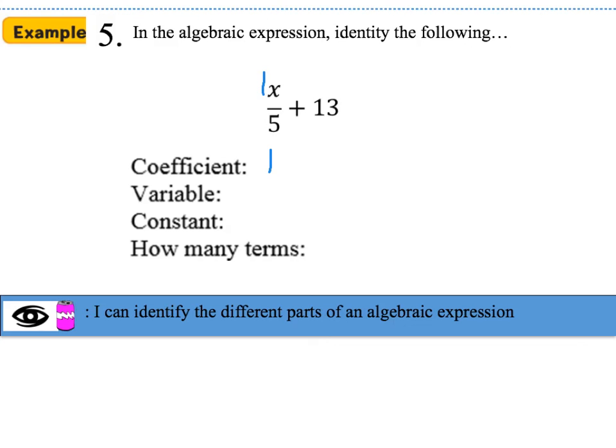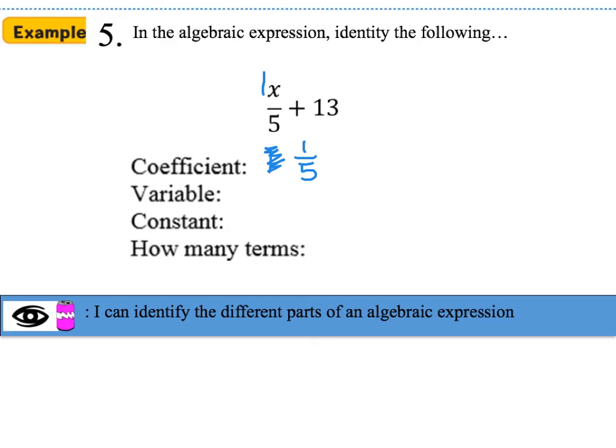Well, the difference is it's not 1 because it's being divided by 5. Now remember, this is a fraction, and you want to make sure you take into account the denominator because this is still part of a term. So the coefficient is not 1. The coefficient is going to be 1/5 because 1 is being divided by 5. The one that stands next to the x is being divided by 5. So the coefficient, which is the number in front of the variable, is 1/5.